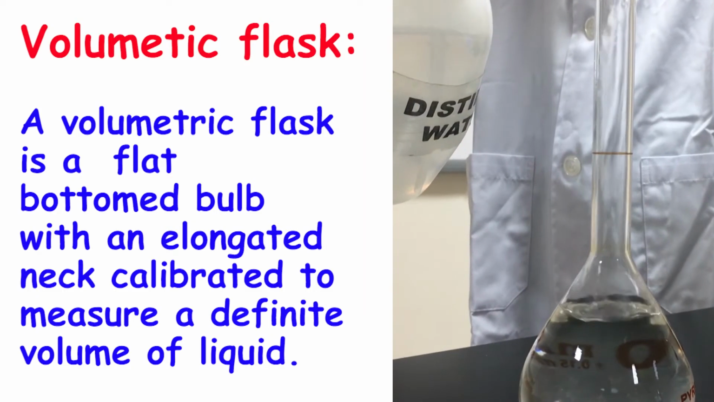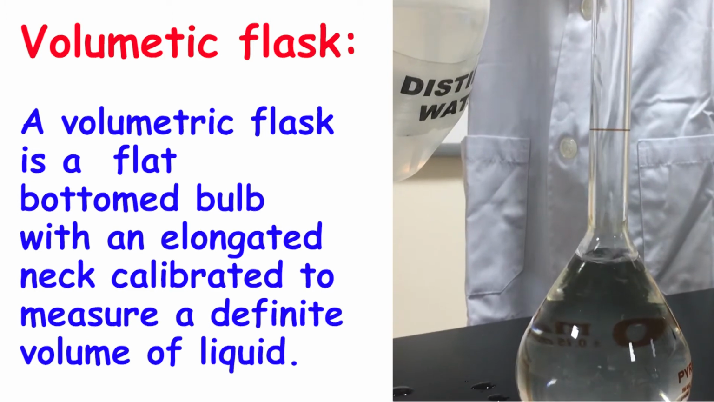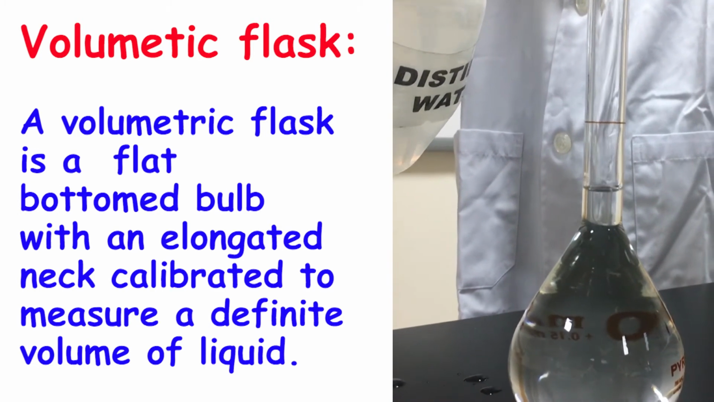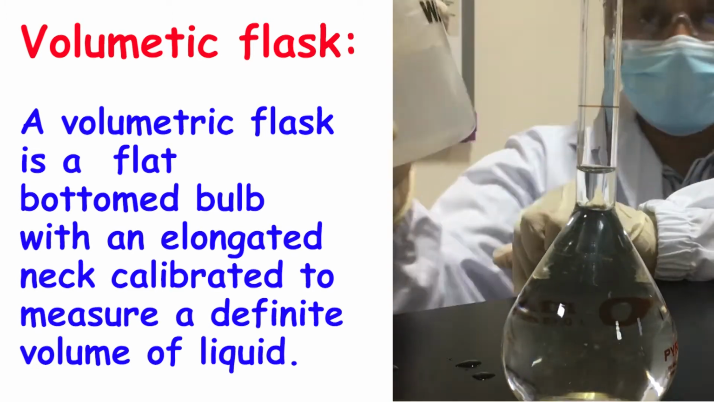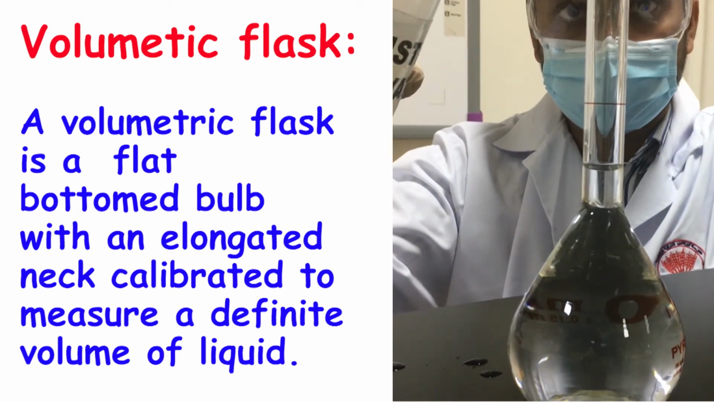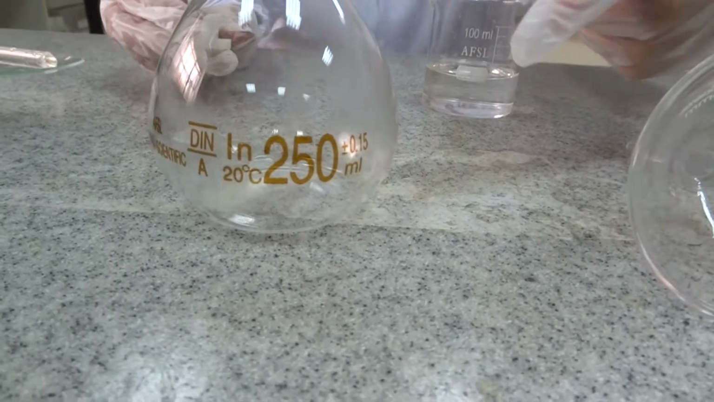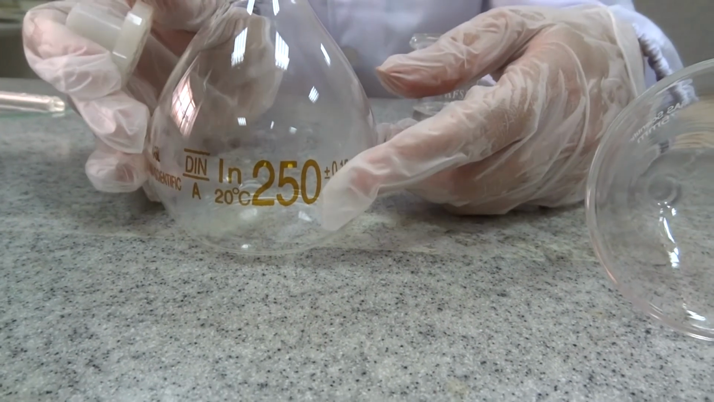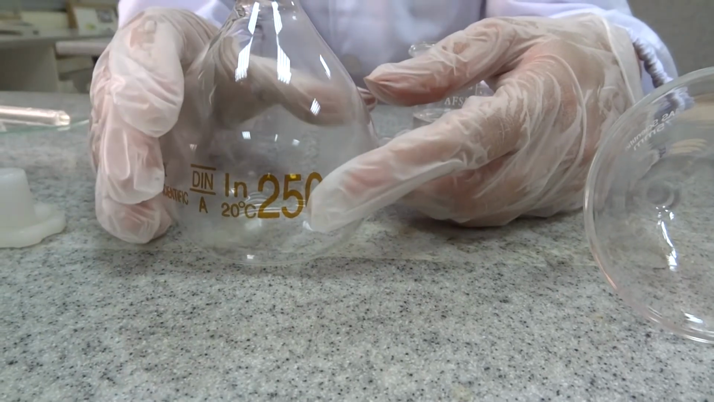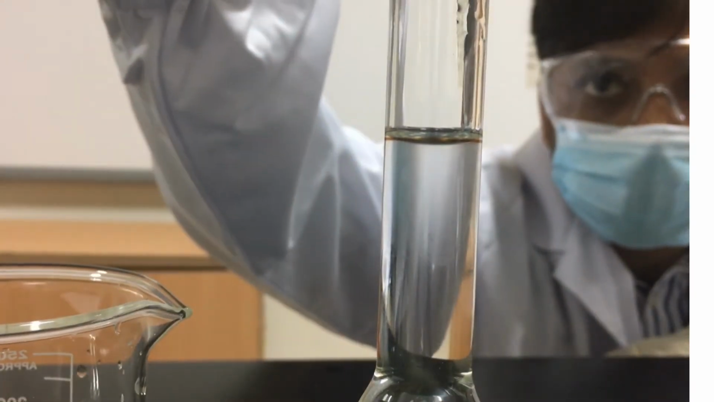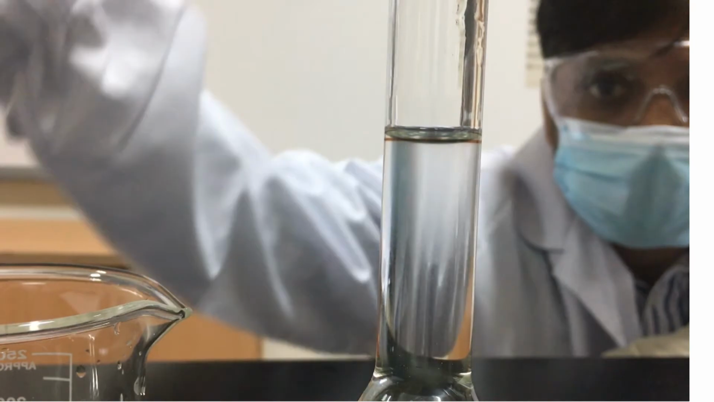A volumetric flask is a flat-bottomed bulb with an elongated neck, calibrated to measure a definite volume of liquid. Volumetric flasks come in different volumes. In front of me, a volumetric flask of 250 milliliters. When the liquid reaches the calibration mark, this means that we have reached an exact volume of 250 milliliters.